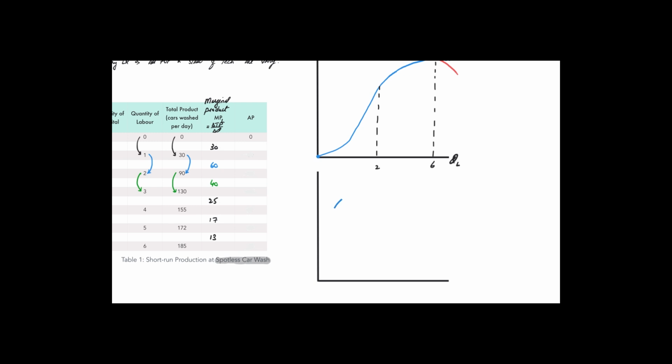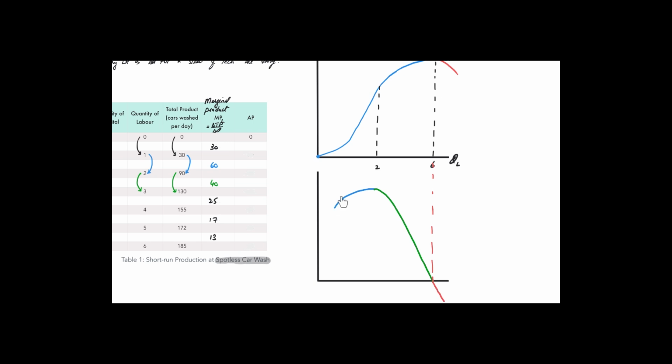The MP would go up till the second labor. This is also called increasing marginal product. After that, MP is positive but it's going down till it hits 0, and after this point it actually goes into the negative.